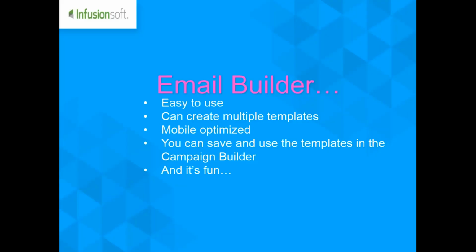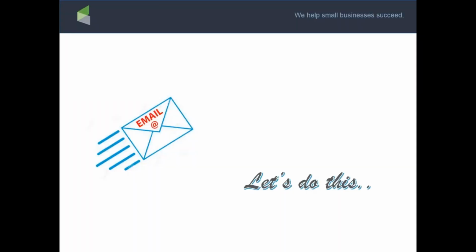So our email builder, let's get into it, Judy. We want to see how to build an email. It's easy to use. You can create multiple templates. So Milagro, if you have two different businesses, you sell personal training and you also work at a gym, you can have two different templates with different branding, etc. You can have as many templates as you want. They're mobile optimized, so they look really good on an iPhone or on a tablet. You can save and use the templates in the campaign builder. So you can make a template that you just love, and you can even drag those into the campaign builder so you don't have to make them over and over again. And it's fun. It's fun to work on your business and be creative. I think so. So let's do it.